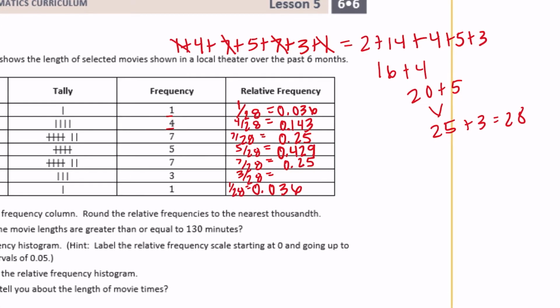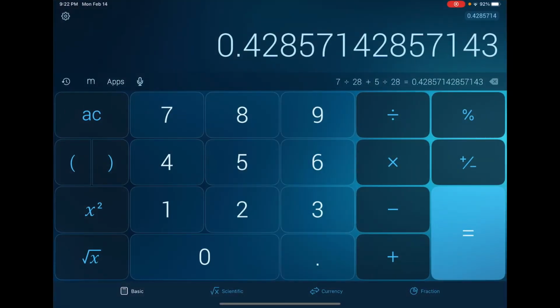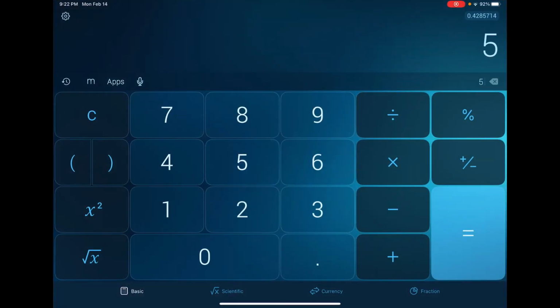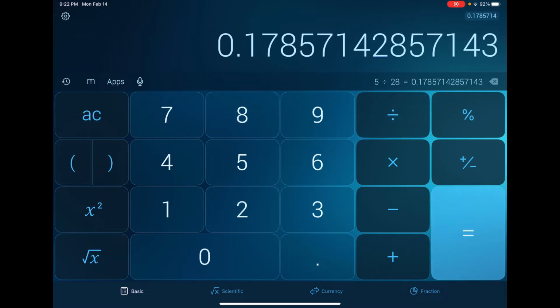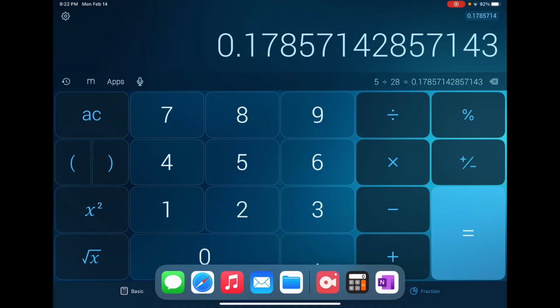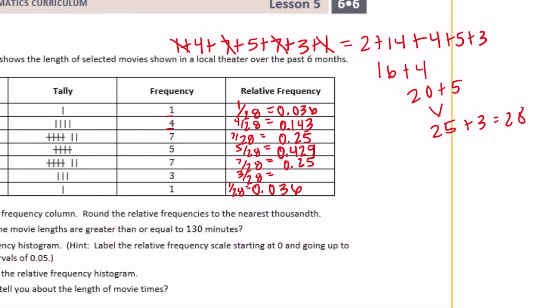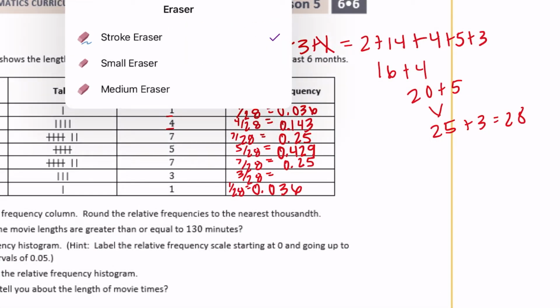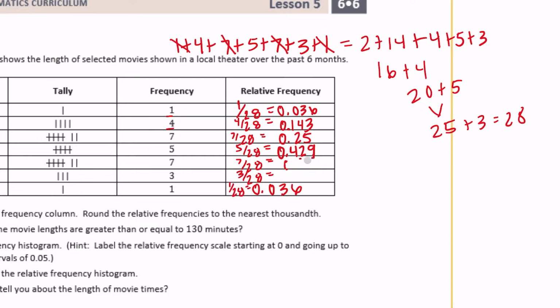Hold on, that doesn't seem right. Let me look at that again. Seems too high, because that shouldn't be higher than the 7. Yeah, that seems more accurate. Okay, so the 5 would round the 8 up to a 9. So let's do 179 thousandths. So make sure you're looking at your answers. And if something doesn't make sense, just do it again.